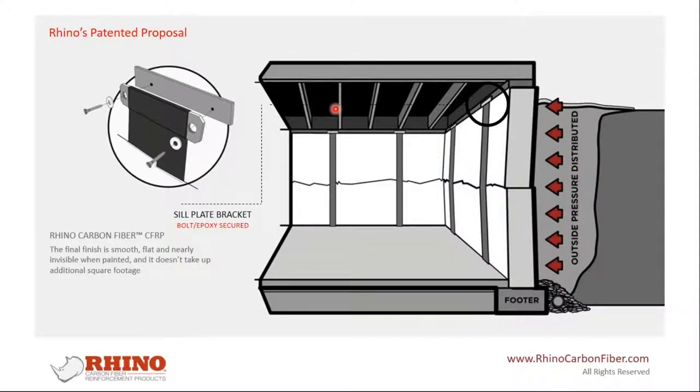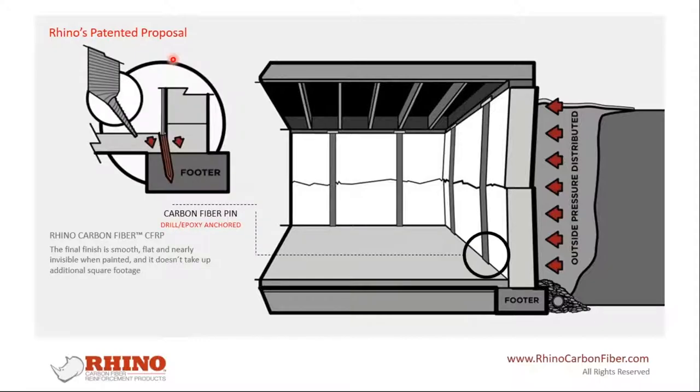And here's Rhino's patent proposal. We run a super strong unidirectional carbon fiber from top to bottom. At the top, we anchor and fasten the carbon fiber into the sill plate using a steel bracket and screws. So you don't have to worry about twisting the floor joist or taking up extra space. You can do basically whatever you want after it cures.